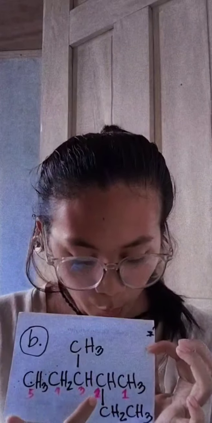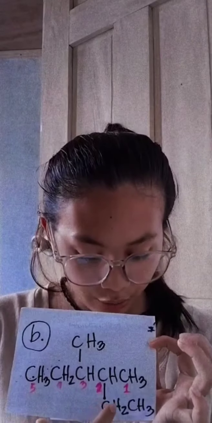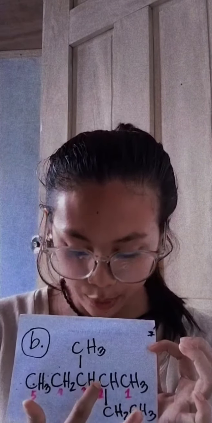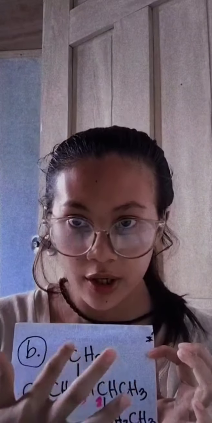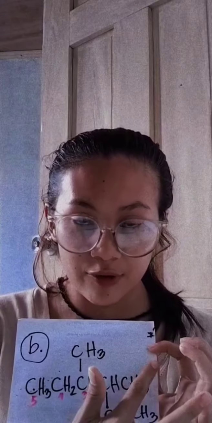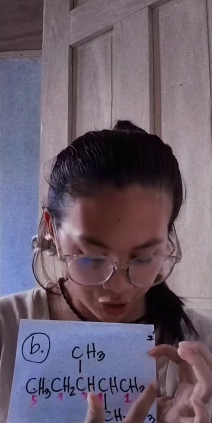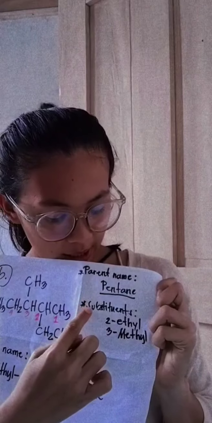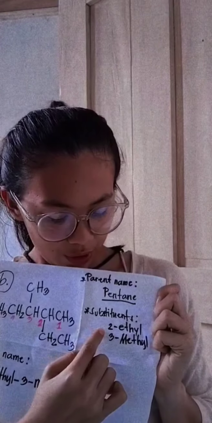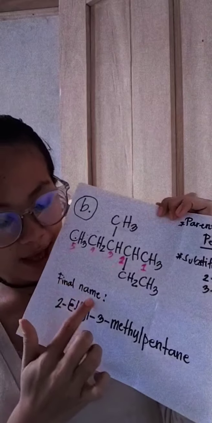As we can see, we have 2 substituents, which are ethyl that attach to carbon 2 and methyl that attach to carbon 3. I start numbering at the left side because the substituents are closer to the end of the chain. We already identified the parent name, which is pentane, and also the substituents, which are 2-ethyl and 3-methyl. So, let's go to final name.